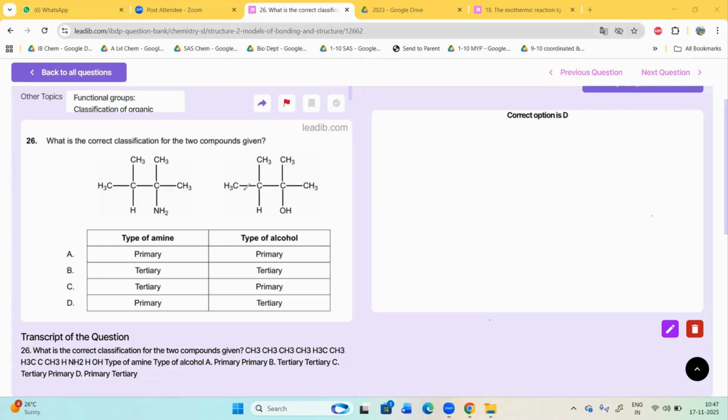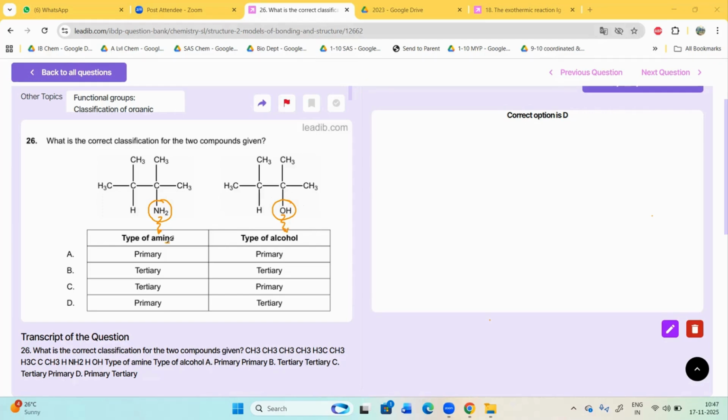Hello. As you can see, this question is asking what the correct classification of the two compounds is. First thing, look at the functional groups in the two compounds. What are they? We have NH2 and OH. NH2 stands for amine and OH is for alcohol.